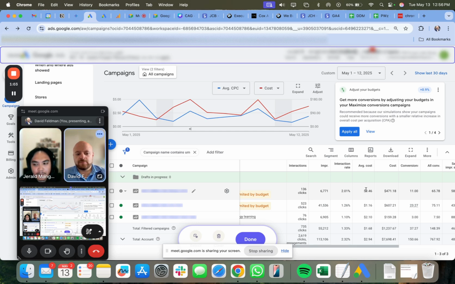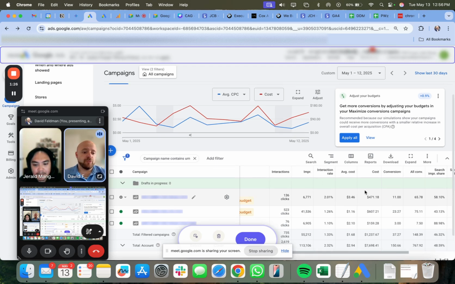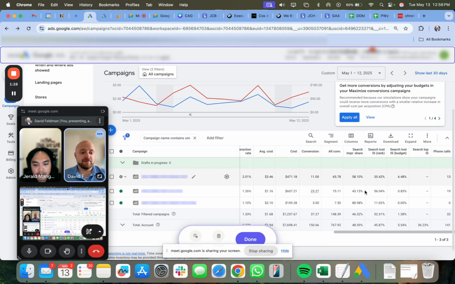Okay, this is a VLA campaign too, as indicated by Performance Max, and we see $1.16 average cost, versus $3.46 from our previous one that's now paused. So this campaign's probably performing better than this one, if we're judging it on shopping placement. Right. Now, Jerald had a good point, though. It's getting conversions.